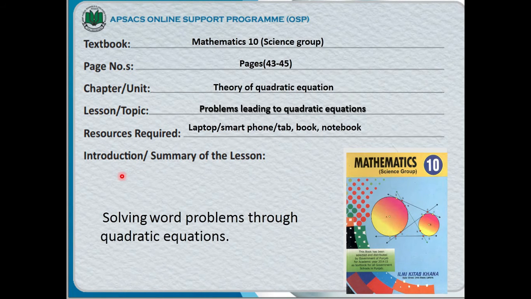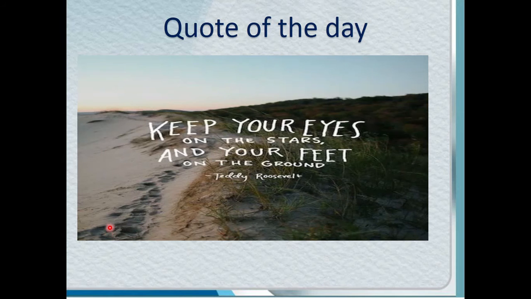Bismillahirrahmanirrahim. Assalamu alaikum. Today the topic of our lesson is problems leading to quadratic equations of Unit 2. We will cover pages 43 till 45. Summary of the lesson: solving word problems through quadratic equations.